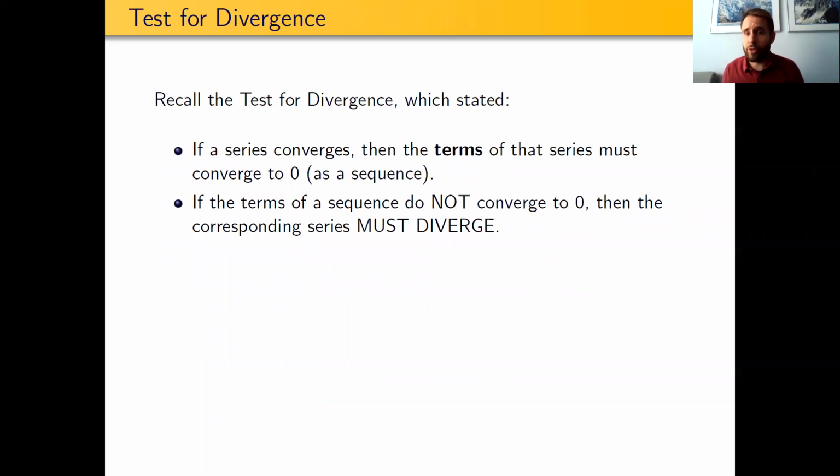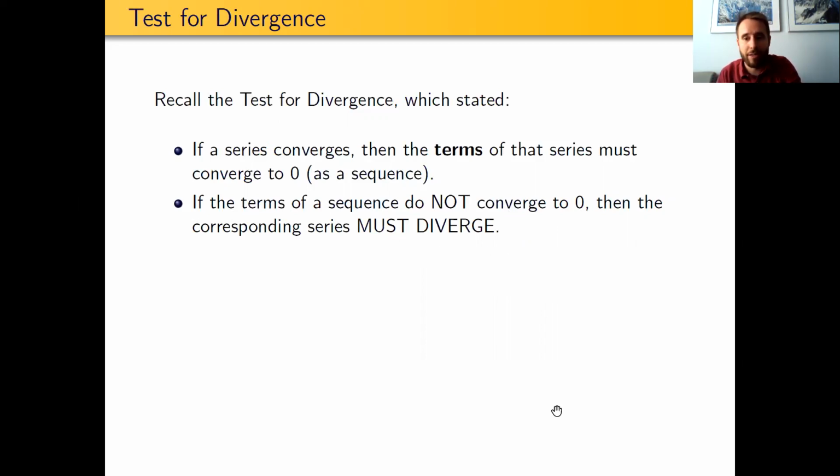All right, so first of all, where did we leave off last time? Recall the test for divergence, which was a really quick and easy check to see if a series definitely diverged. And the test for divergence stated, I'll read this second bullet point, the more meaningful one for our conversation today: if the terms of a sequence do not converge to zero, then the corresponding series must diverge, right?